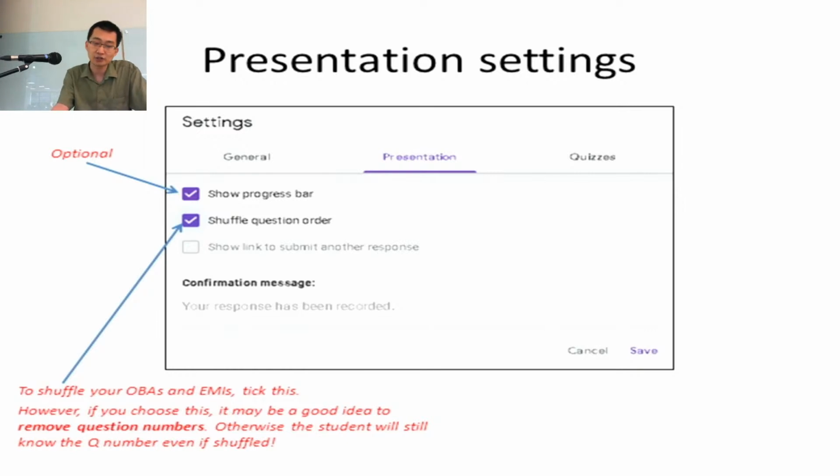Shuffle question order. That is the part that will rearrange the order of questions. And if you want to do this, it is best not to show the question number as well. Otherwise, the student can still tell the friend, oh, question 1, apa jawapan dia? Question 2, jawapan apa? So, if you want to shuffle, do not have question numbers.